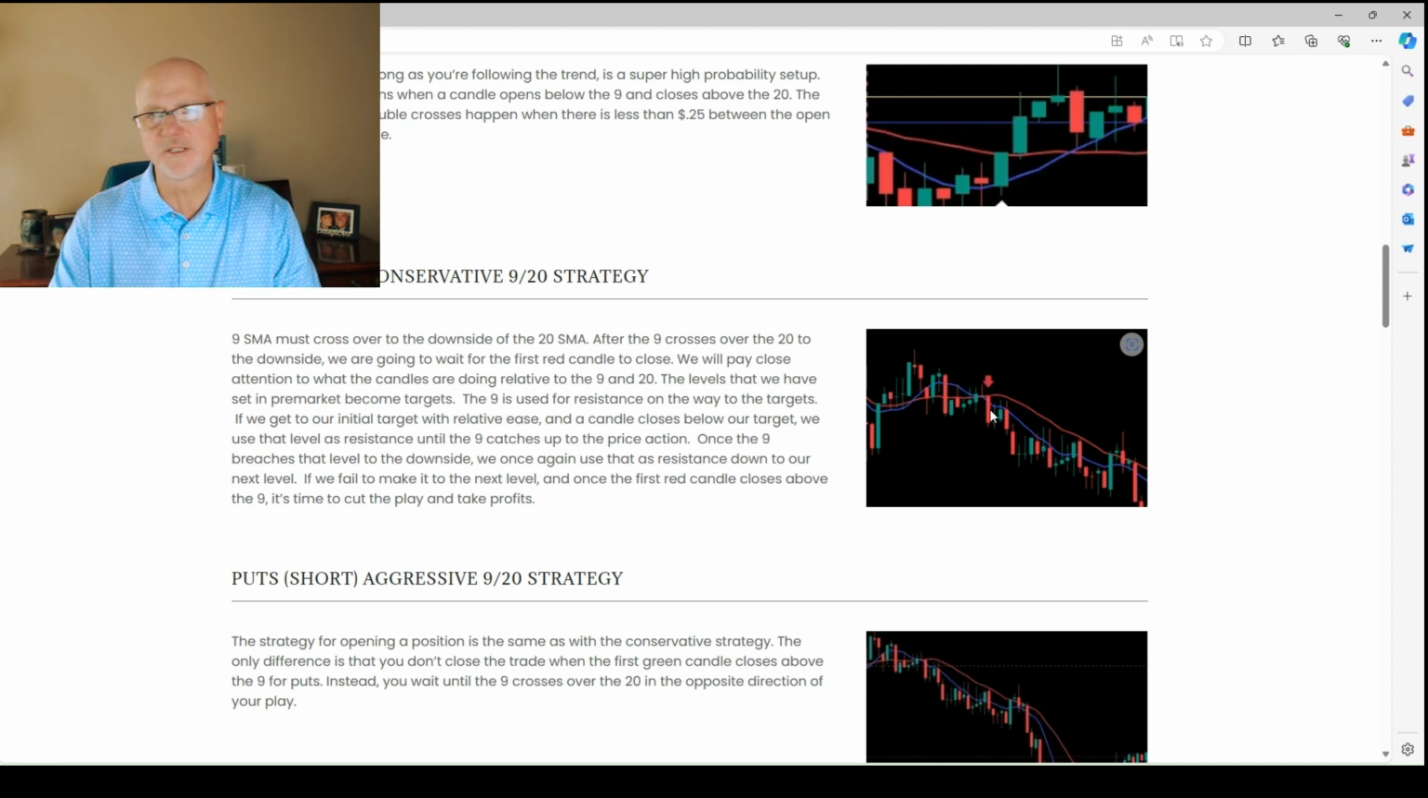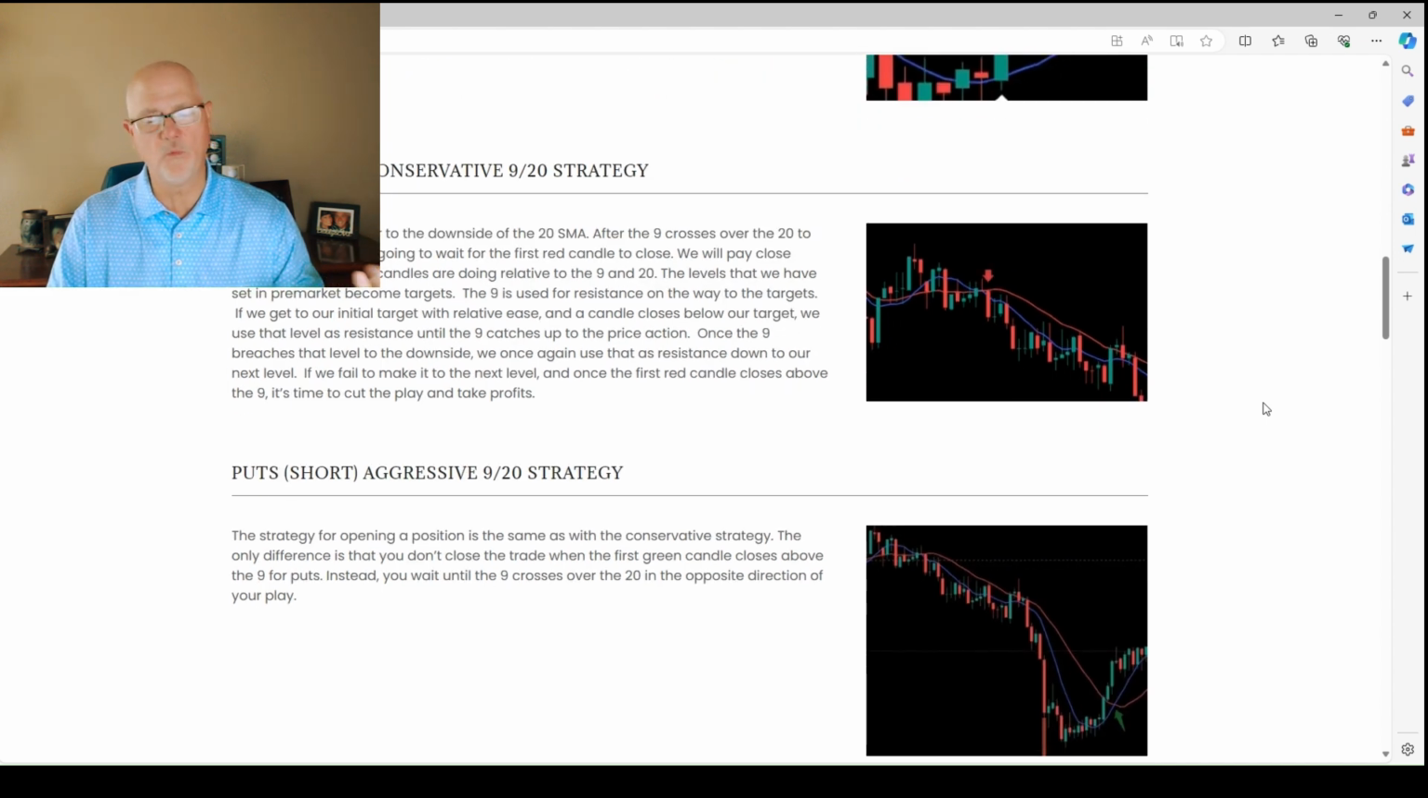So remember the calls, you get that cross to the upside, then that first green candle that closes after the cross, that is your signal to get into calls. It's the opposite for puts. You get the cross to the downside, then the first red candle that closes, that's your signal to get in. Now, again, just like the call strategy, the conservative strategy, when do you get out? Well, you get out when you get a green candle that closes to the upside. So you can take that.